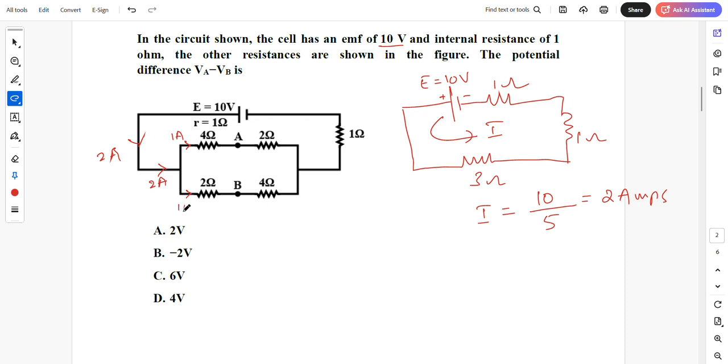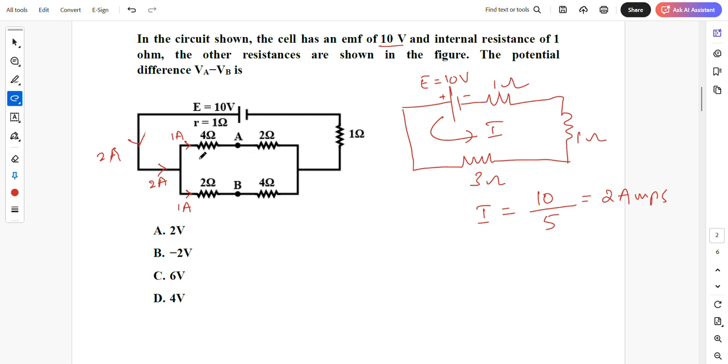Did you understand? First, in this kind of problems, you calculate the current given by this battery. How much is the total current? Total current is 2 amperes. 2 amperes of current will be flowing like this. Now here the current gets divided equally, because the resistance is the same, 6 ohm and 6 ohm, so it divides equally. Now let us find the potential difference, VA minus VB.